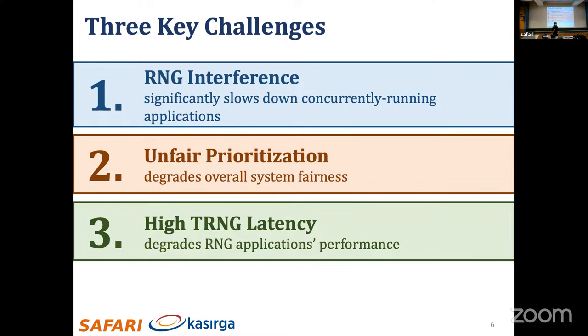And the third challenge is the high TRNG latency. Since random number generation is time consuming, some applications could ask for random numbers and wait for a lot of time. And in the meantime, they cannot progress because they depend on that random number. And if they use a lot of random numbers, this means that their performance is degraded by a lot.